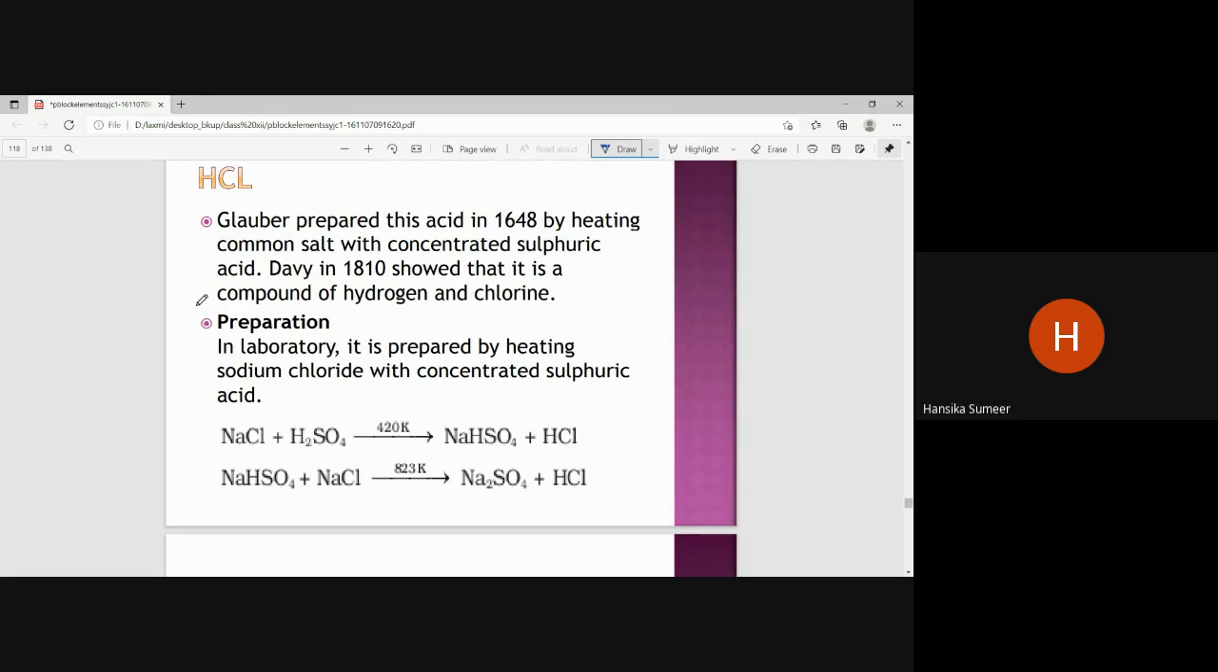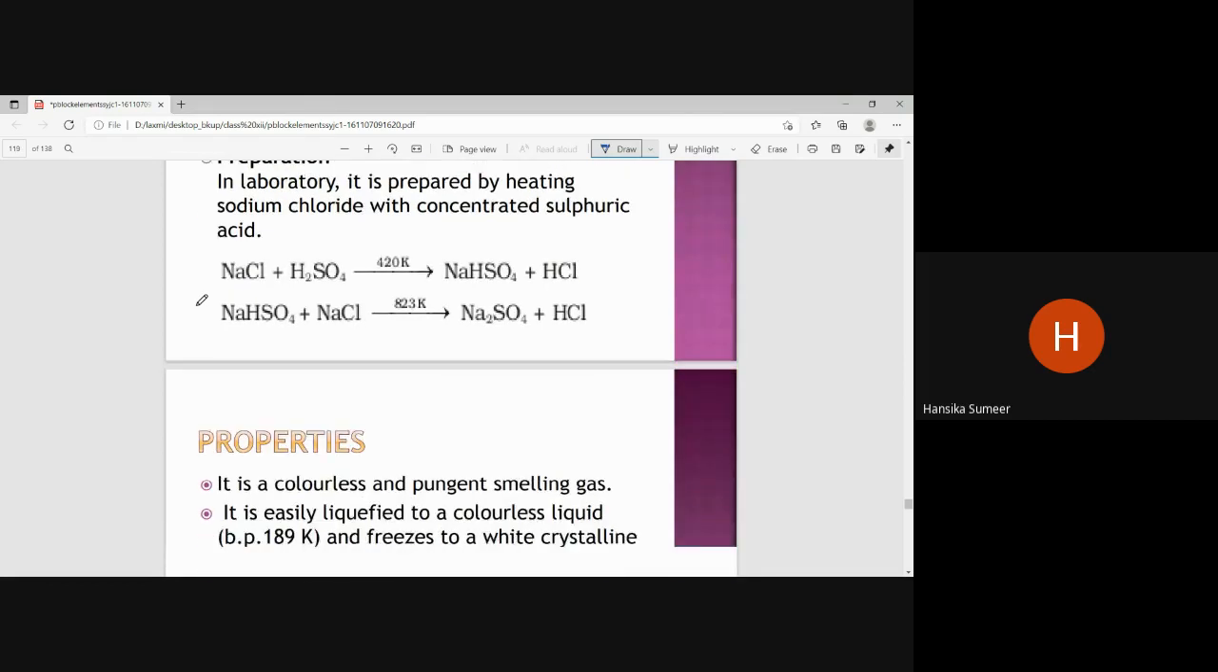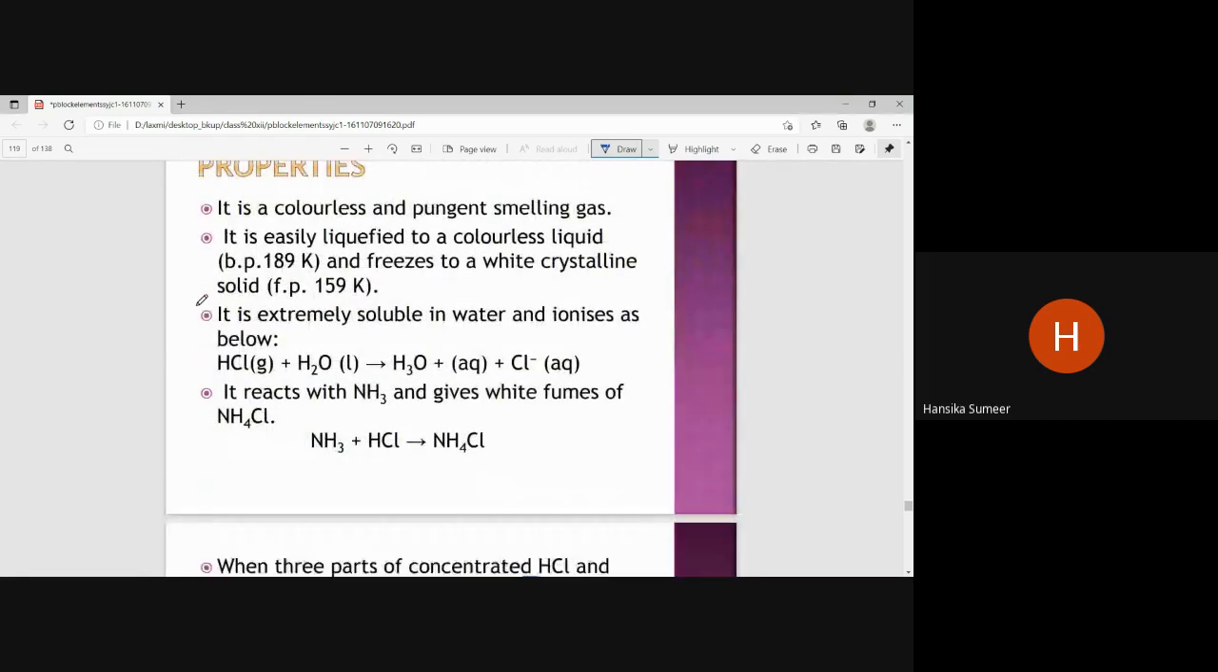Properties of hydrogen chloride: it is a colorless and pungent smelling gas. It is easily liquefied to a colorless liquid at a boiling point of 189 Kelvin, and it freezes to a white crystalline solid with its freezing point being 159 Kelvin. It is extremely soluble in water, and it ionizes as H3O+ aqueous and Cl- aqueous. Its Ka value is 10 to the power of 7.